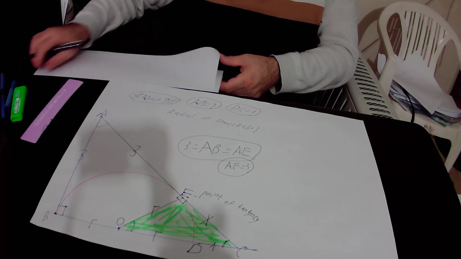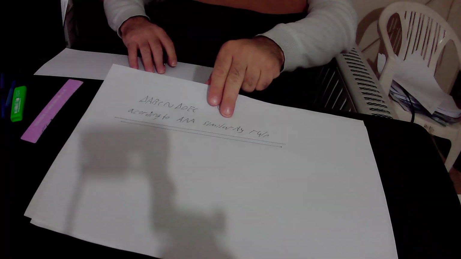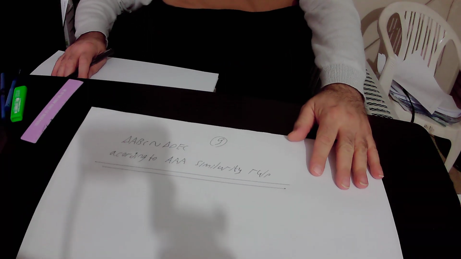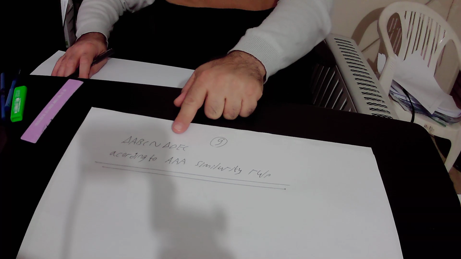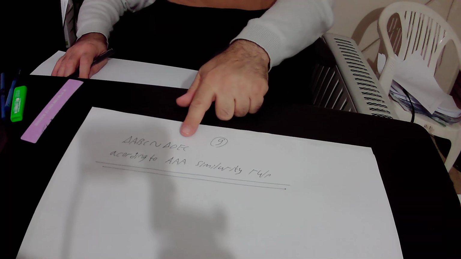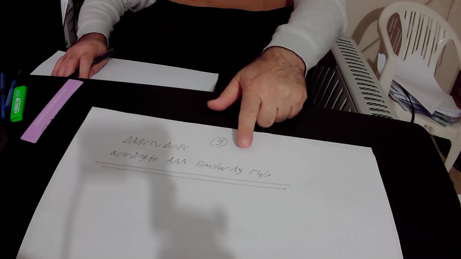I will repeat again. We actually proved that triangle ABC is similar to triangle OEC. This is the sign of similar. Triangle ABC is similar to triangle OEC according to the angle similarity rule.